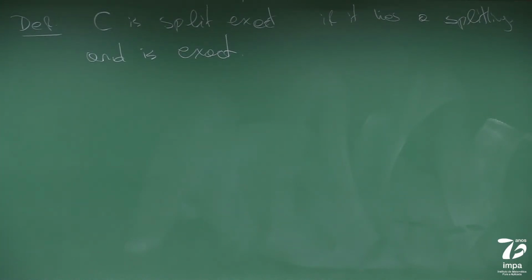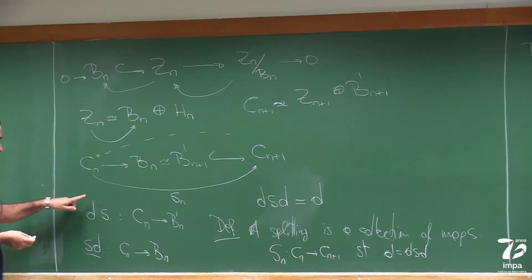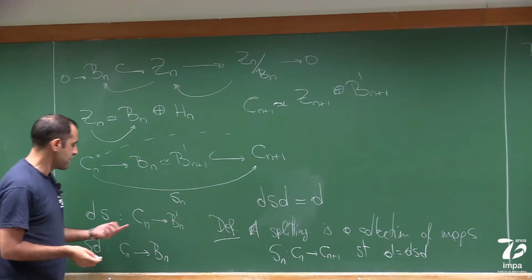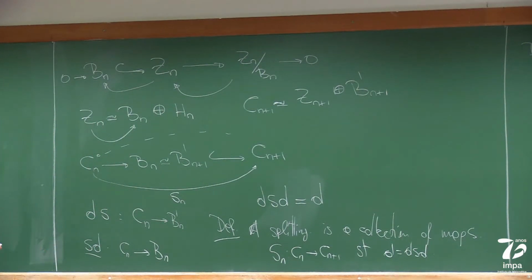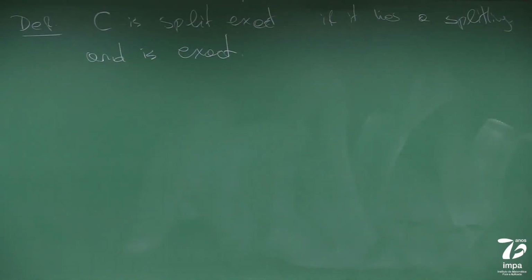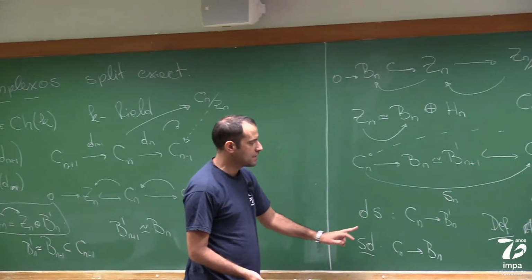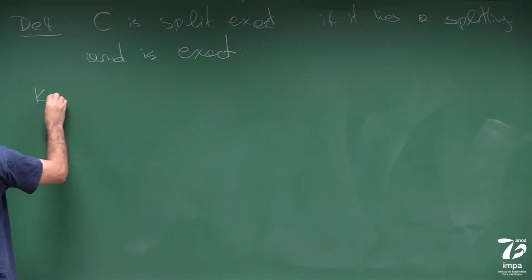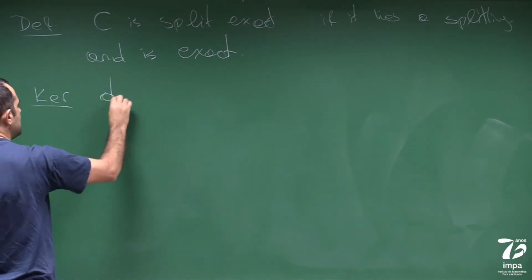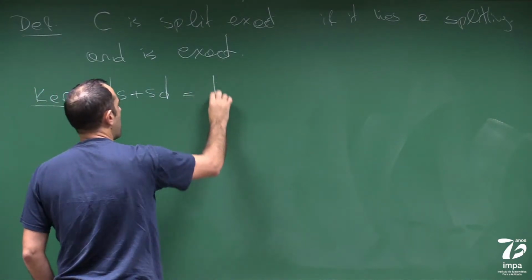When you have a splitting like this, let's look at these two projections. If you look at the kernel of one, you're going to land in Zn. And if you look at the kernel of the other one, the intersection of the kernels here is the homology. So let me write this in a different way. The kernel of ds plus sd is the homology.